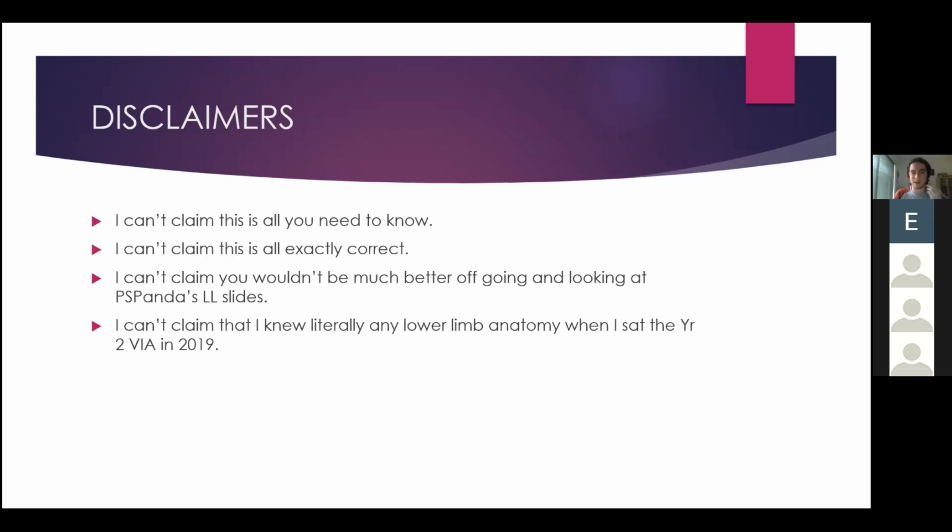This isn't everything. Next year, you're probably going to go in and get grilled by some orthopedic consultant who'll want you to know things that are completely unreasonable. So I won't include all the minute detail of bony anatomy, but this will be a rough guide to lower limb, basically.